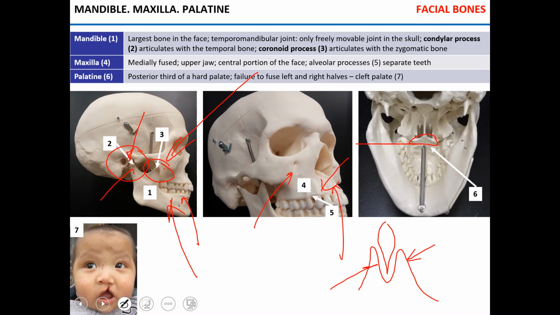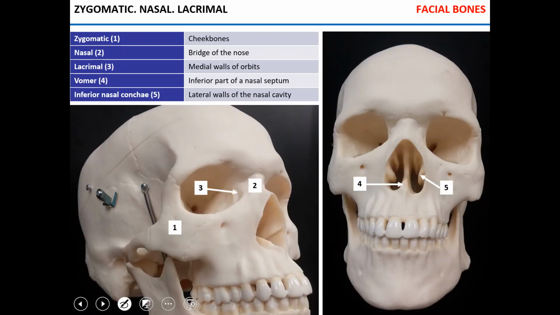Palatine bone is a relatively small bone, shown here. It's the posterior third of the bony hard palate. Palatine bone does not fuse, which leaves the cleft palate in the newborn. Zygomatic bone is your cheekbone basically. Nasal bone forms the bridge of the nose.